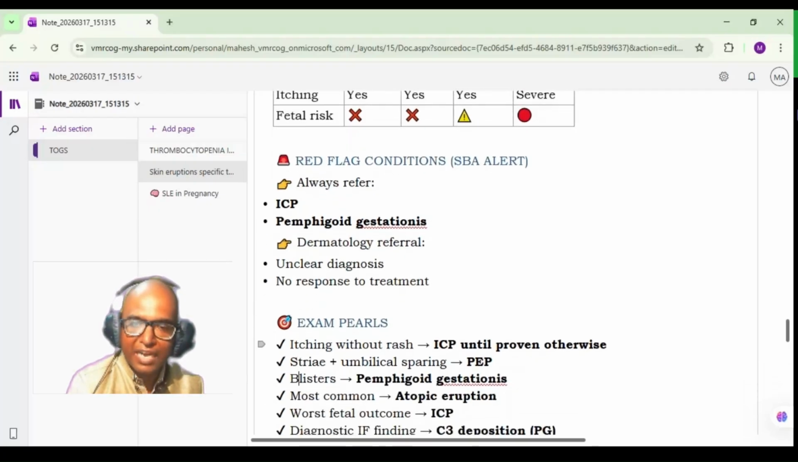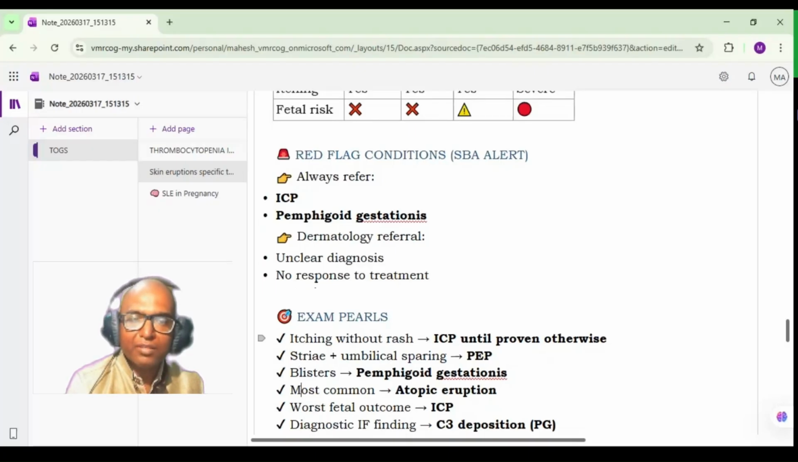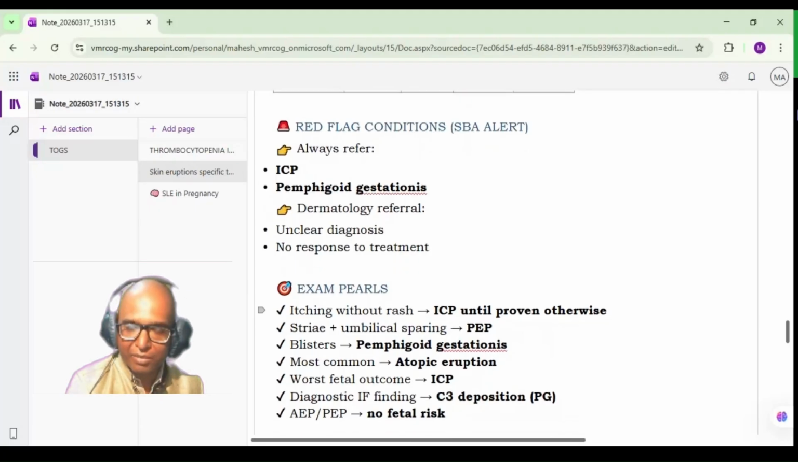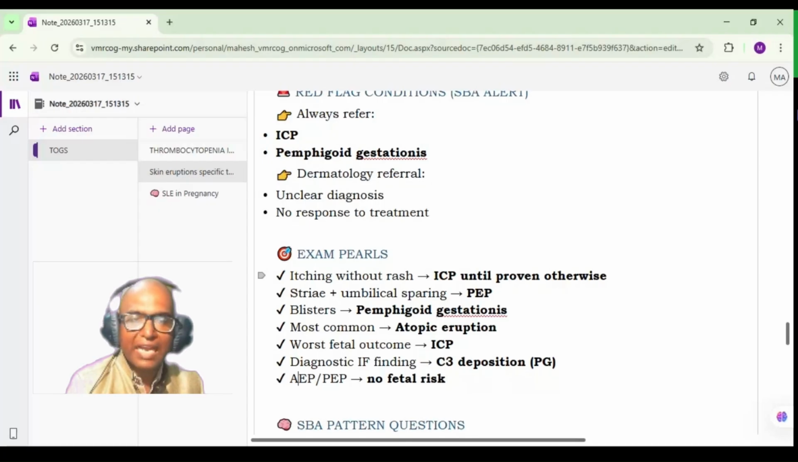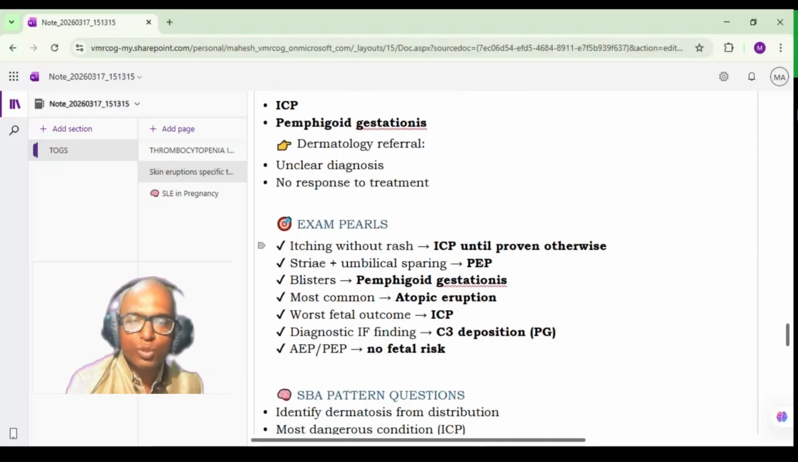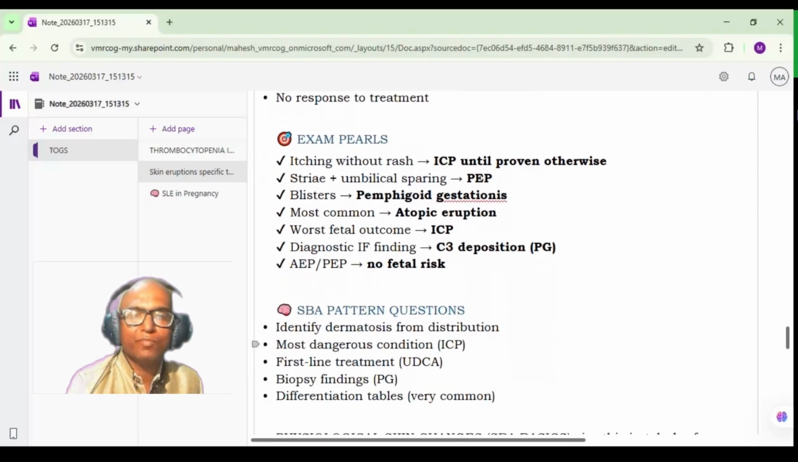So itching without rash, ICP until proven otherwise. Striae plus umbilical sparing, it is PEP. Blisters, pemphigoid. Then most common is atopic eruptions. Worst fetal outcome is with ICP. Diagnostic immunofluorescence finding is a C3 deposition. Okay, and in AEP and PEP, there is no fetal risk.